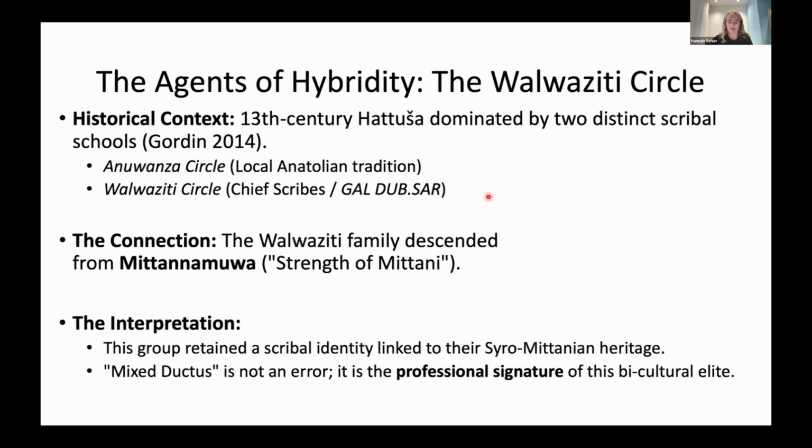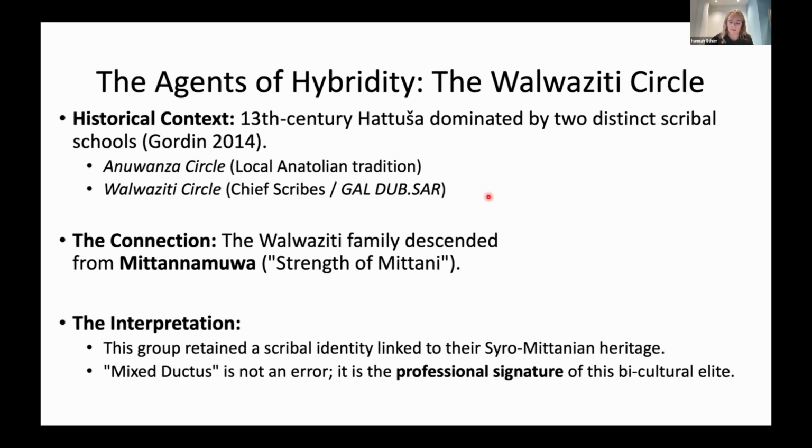The lineage of the Vairasati family is critical here. They descend from Mitanamua, a name literally meaning strength of Mitanni. This family was active precisely during the reign of Hattusili III. They were a bicultural elite that retained a scribal identity linked to their Syro-Mitannian heritage.